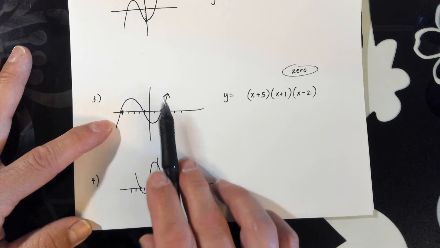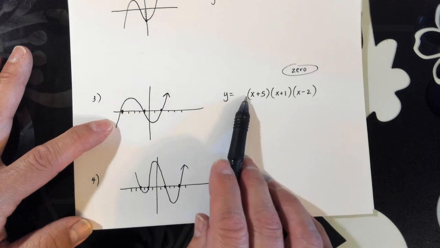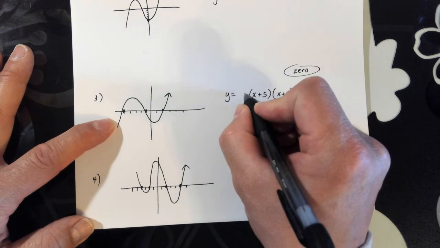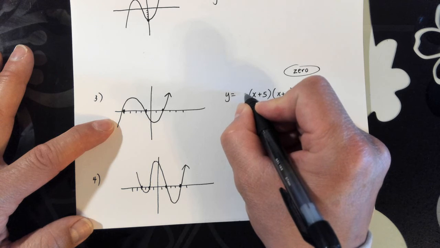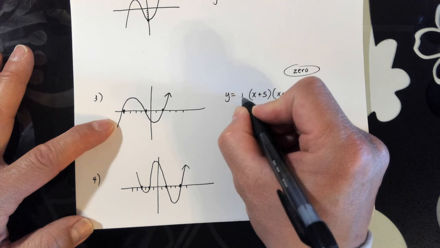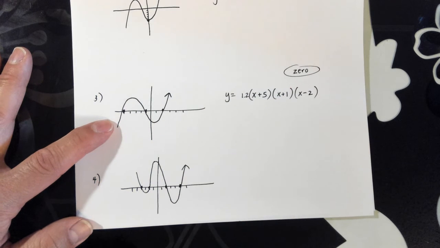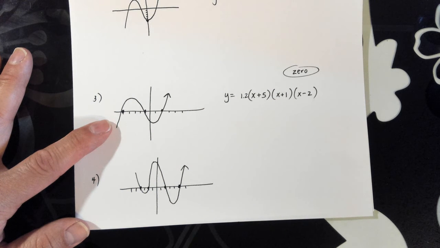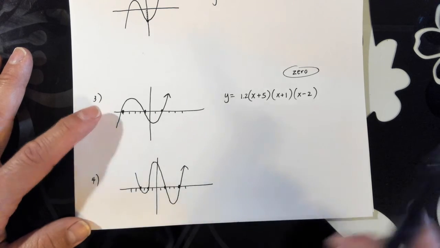And what else? Leading coefficient is positive. So we know it's going to end up, pick whatever number you want, as long as it's positive. I'm going to go 1.2. We don't know for sure. There's no way you could possibly know unless you have more information.